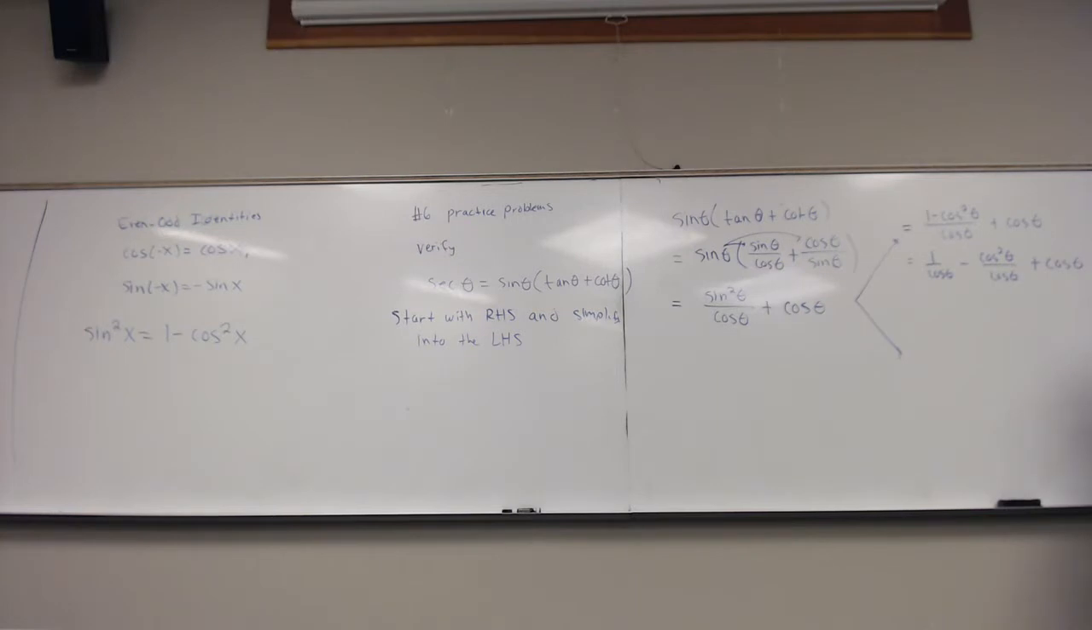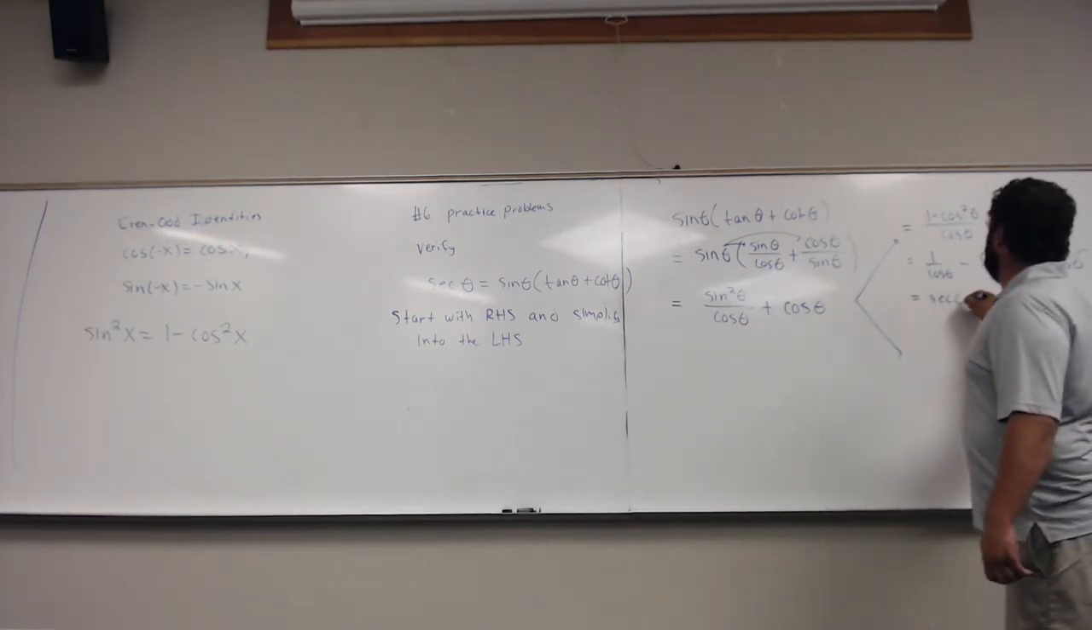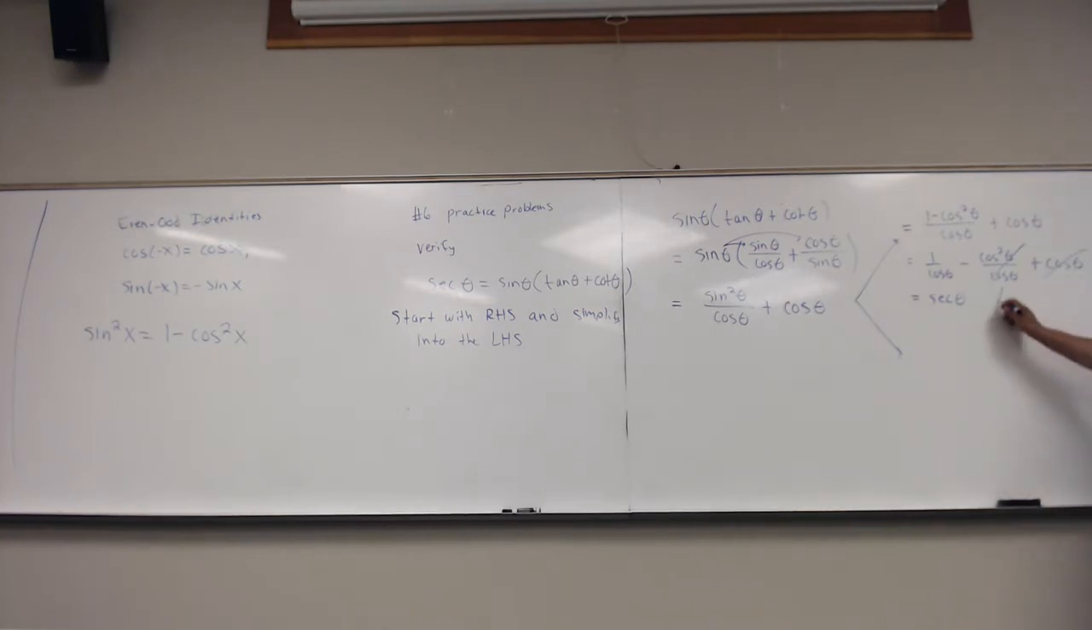Perfect. Okay, is it okay if I repeat that to everyone? Yes. Okay, so what she said was this cosine squared over cosine just becomes cosine, minus cosine plus cosine, those two terms will cancel, and then 1 over cosine is secant theta. So that'd be one way.